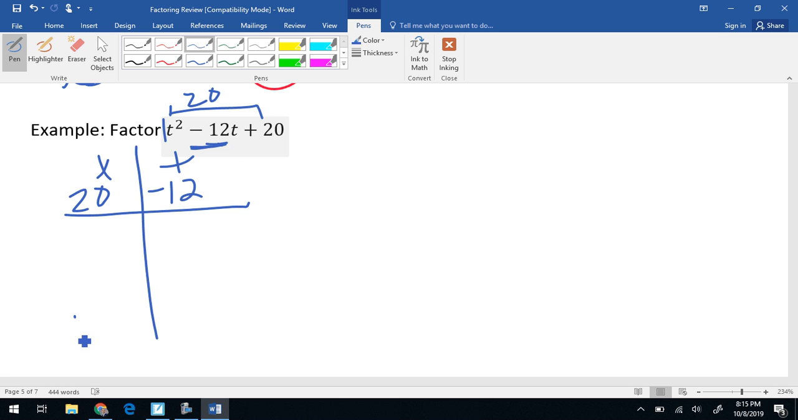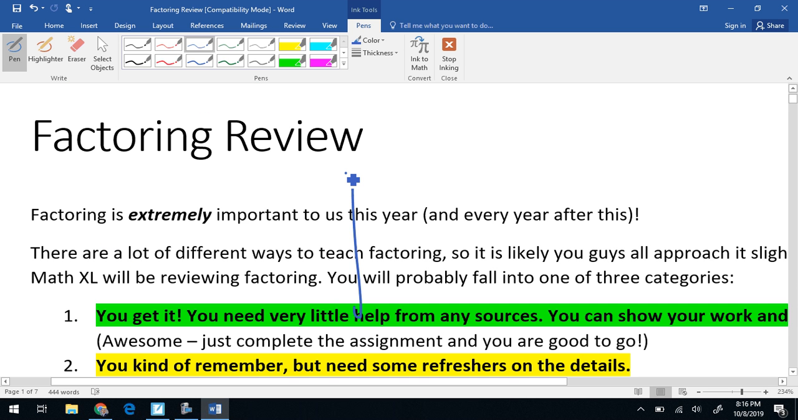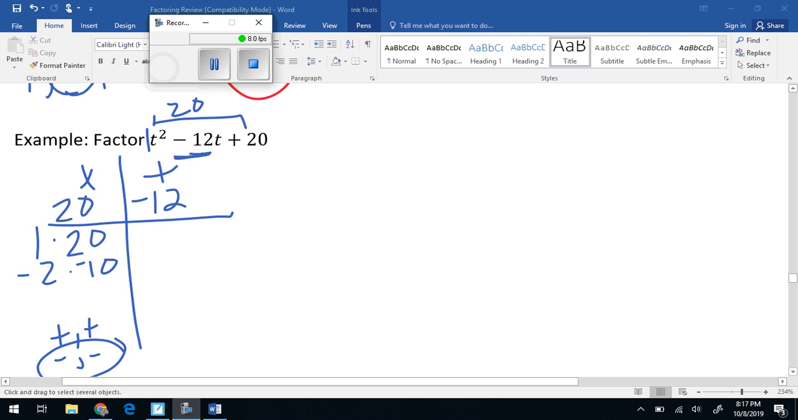And again, I can think about my signs. I'm multiplying to a positive, so my signs have to be the same, because that's the only way to multiply to a positive. Since I'm adding to a negative, they're both going to be negative. Looks like a little sad face kind of a thing. But negative, negative is what that says. So we have 1 times 20, 2 times 10. That's going to be the one. So negative 2 and a negative 10, because negative 2 times negative 10 is 20. Negative 2 plus negative 10 is negative 12.